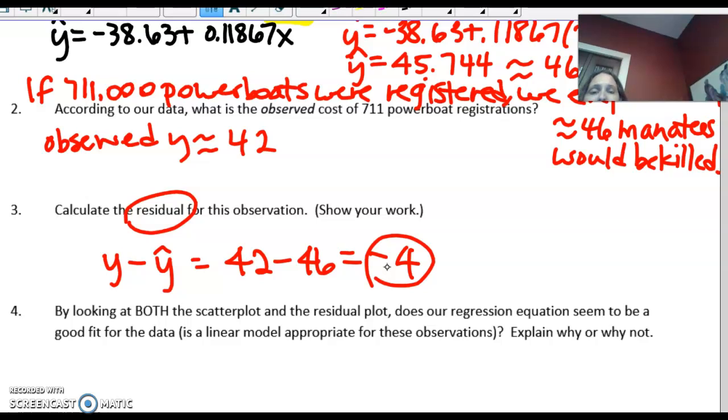To finish up, we're going to take a look at both the scatter plot and residual plot and then talk about good old R squared. So go ahead and look at your plots, see what you think, and then we'll chat.